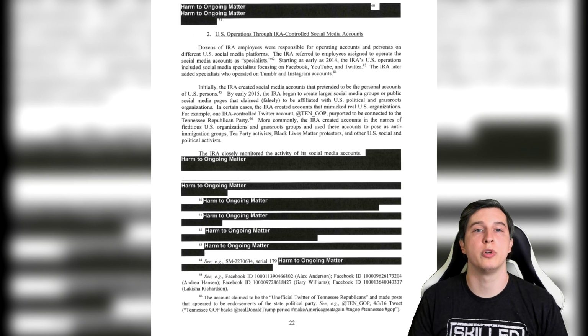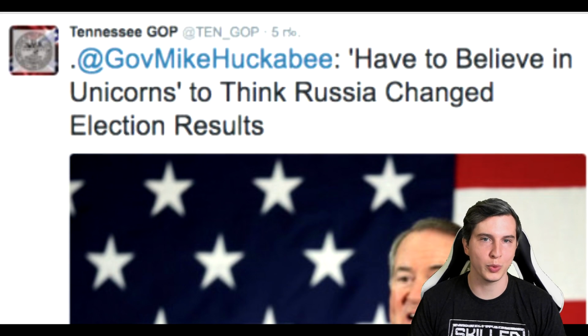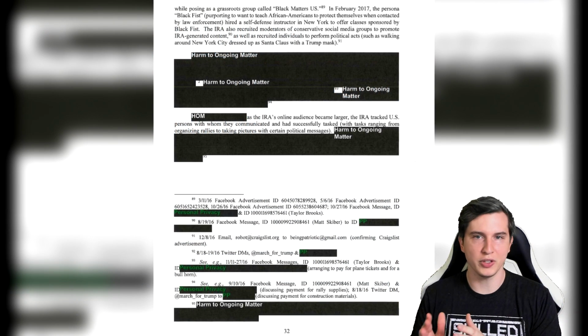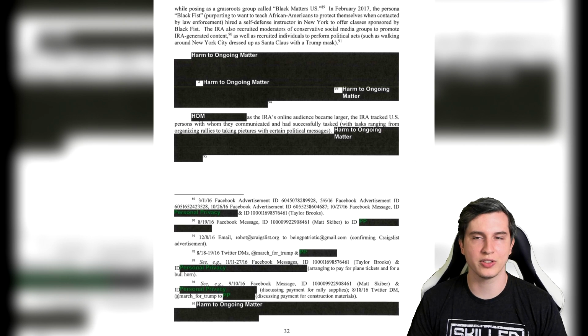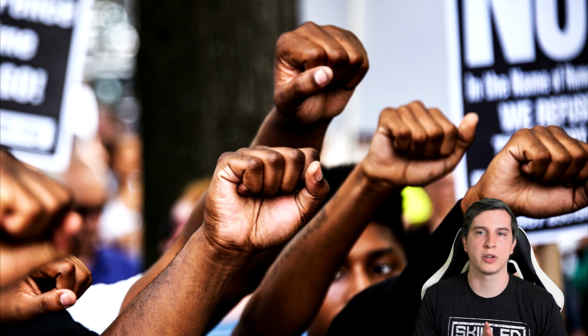Some examples would be the 10 GOP, which was the unofficial Tennessee GOP account that claimed to be associated with the Tennessee GOP and tweeted some, let's say, unusual things. They created a fake Black Fist movement for arming black citizens in association with Black Lives Matter, and then would use the other accounts to share this with people on the other end of the spectrum to make it look like there were lots of black militants.